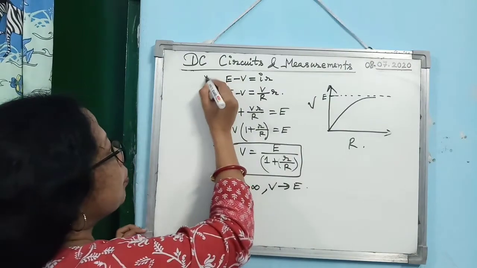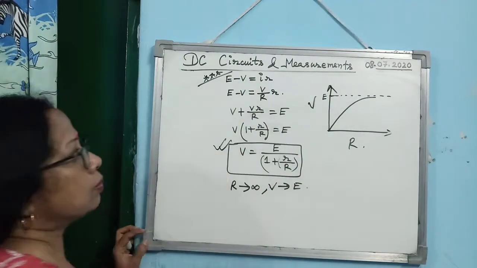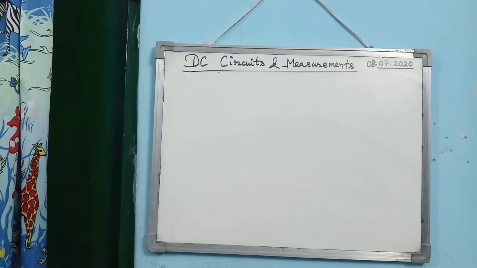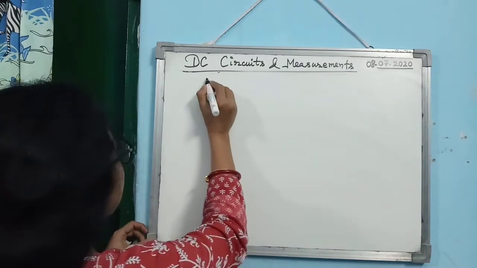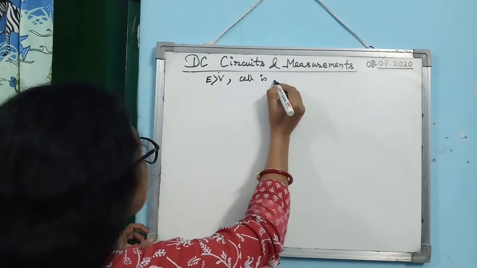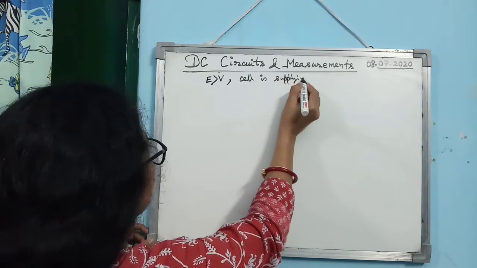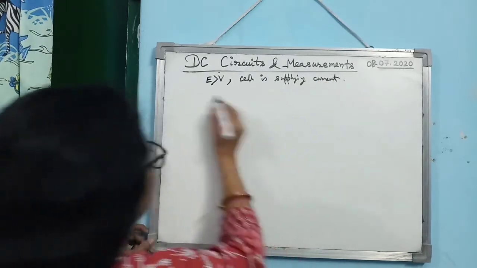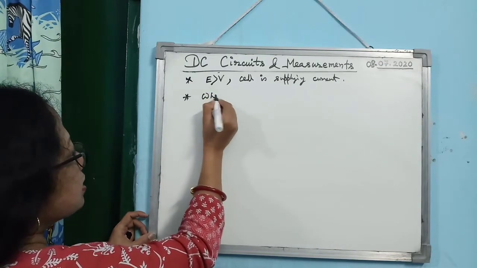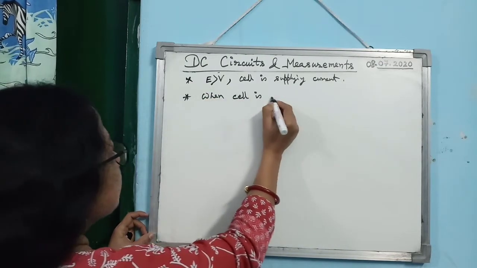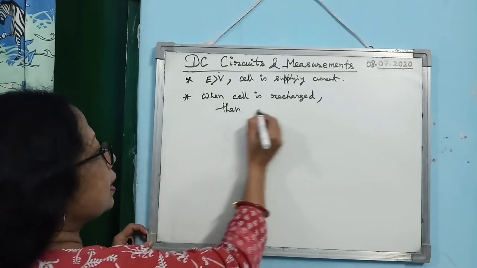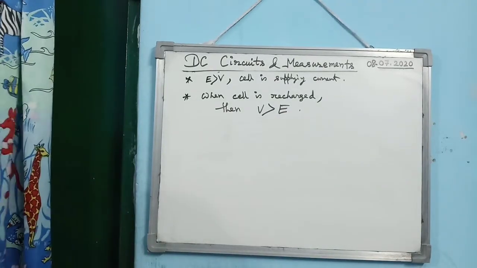This is also an important topic for your exam. So you must learn and remember this relation also. So we have already got the relation that when the cell is supplying current, then E is greater than V. But when the cell is recharged, or when the cell is charged, then what happens? Then the terminal PD is greater than EMF of the cell.